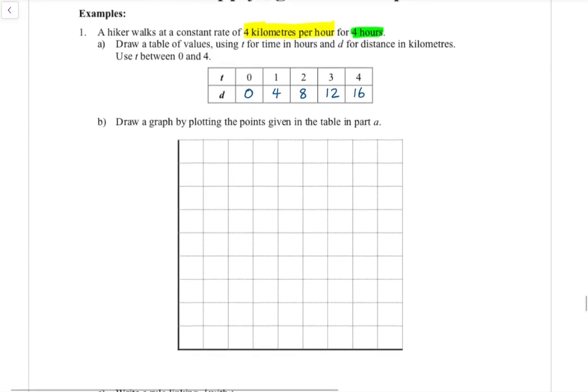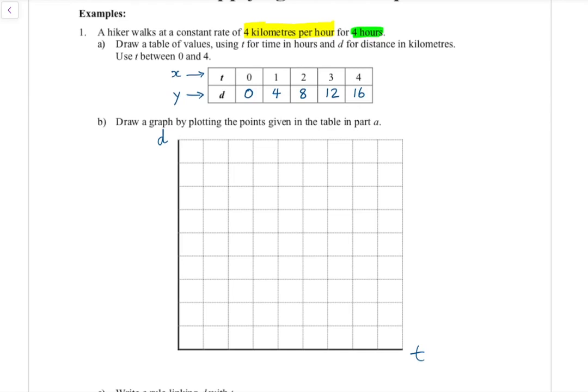Now we need to draw the graph. So to draw the graph, we need to actually look at our axes and figure out which one's which. Well, our time axis always goes along the horizontal, the bottom row. And distance is going to be our vertical axis. And one way to think of that is often x would have been in the top row, y would have been in the bottom row. So x is going to be replaced with a t and y is going to be replaced with a d.